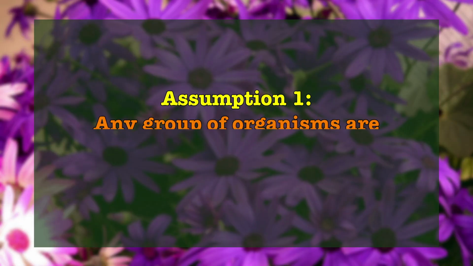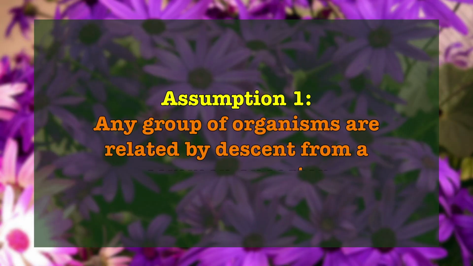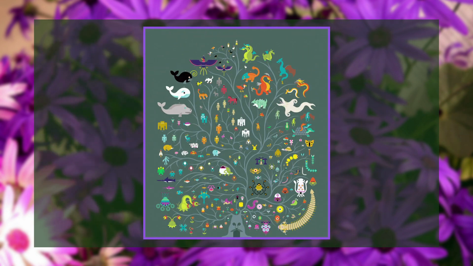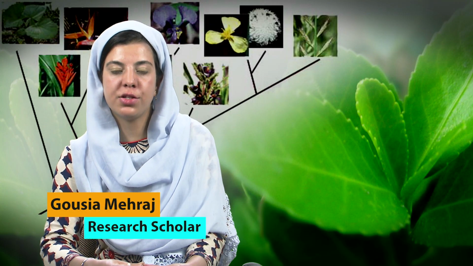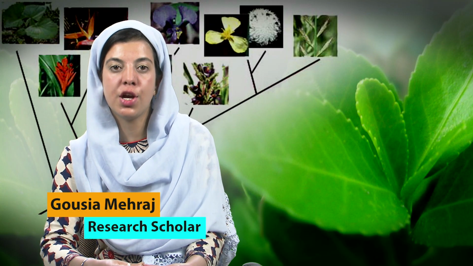Assumption 1. Any group of organisms are related by descent from a common ancestor. This is a general assumption made for all evolutionary biology. It essentially means that life arose on Earth only once and therefore all the organisms are related in some way or other. Because of this, we can take any collection of organisms and determine a meaningful pattern of relationships provided we have the right kind of information.